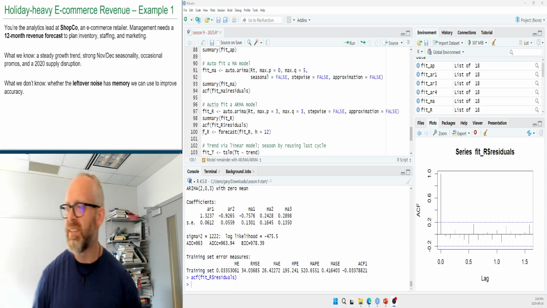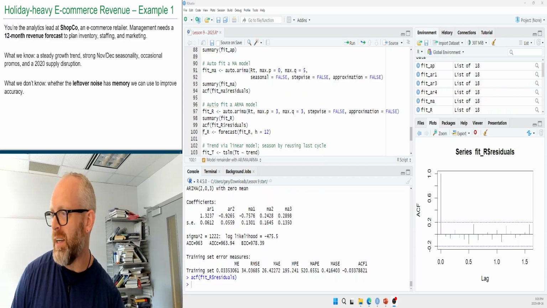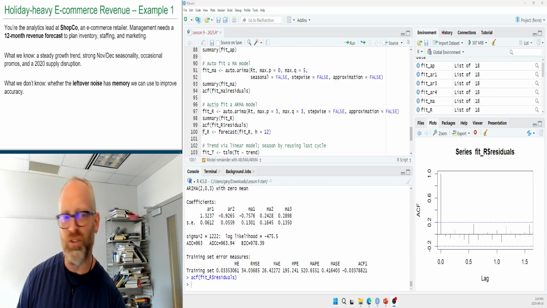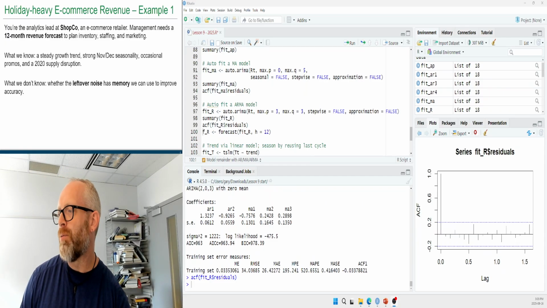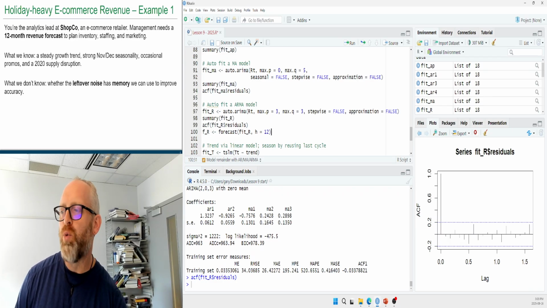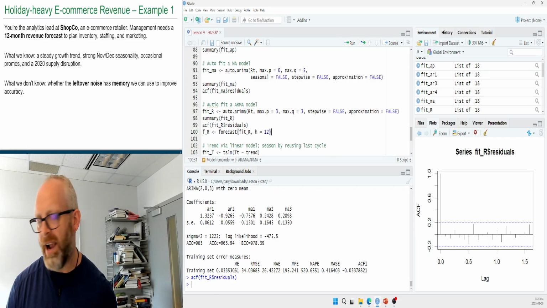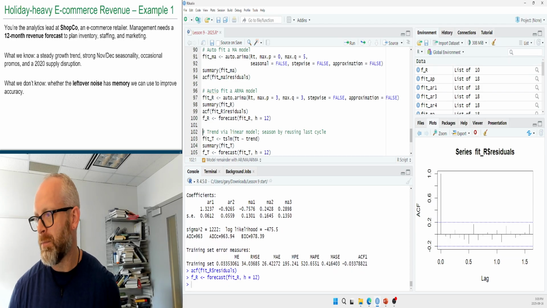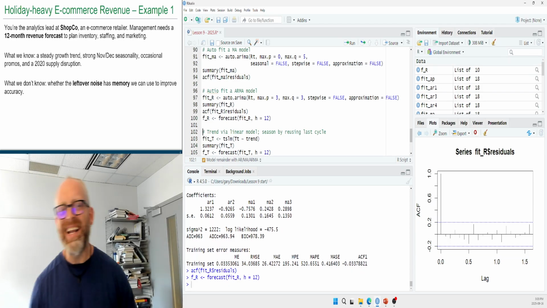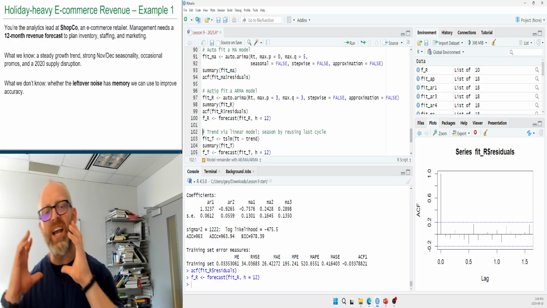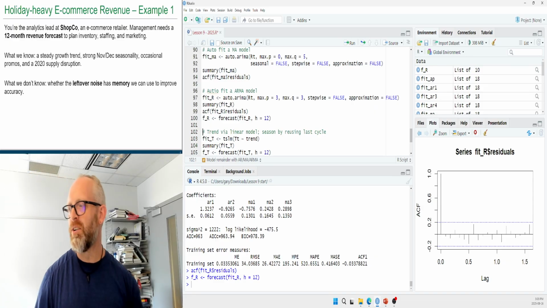So now let's put this all together. What I want to do is use the forecast function. I'm going to take this fit underscore R, this is my ARMA model, and I'm going to predict 12 months into the future, and I'm going to store this in F sub R. Okay, so I've taken that remainder, that memory, and I projected that memory 12 months into the future.